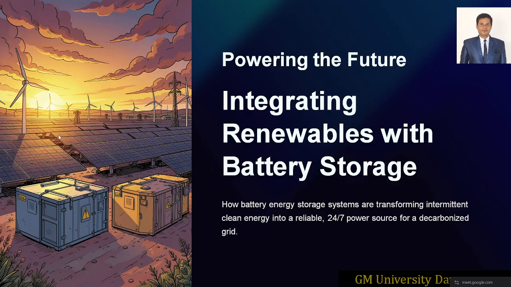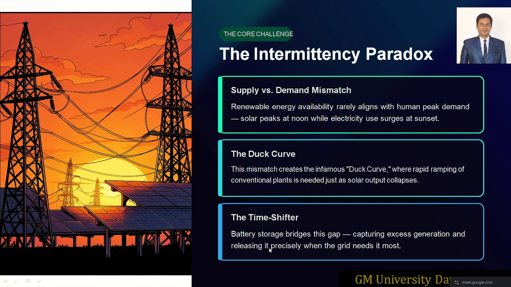Try to integrate these two so that decarbonization can happen and the power can be reliable 24/7. Okay, intermittency, what is intermittency? Supply and demand mismatch. So try to go for renewable energy intermittency where available. Rarely you can see there is a peak demand. Whenever the peak demand occurs, try to match supply and demand. There should not be any mismatch in the supply and the demands.